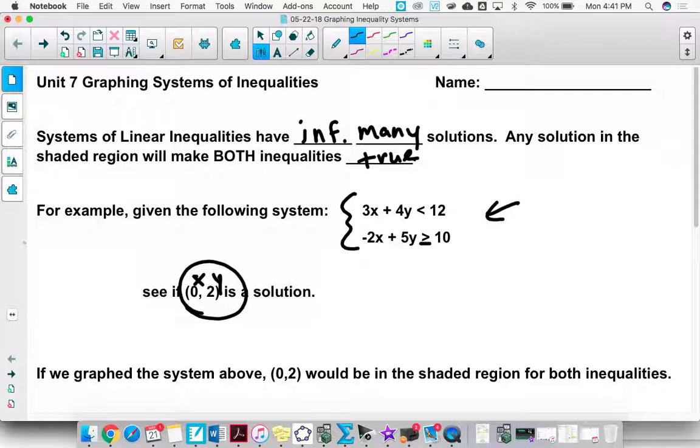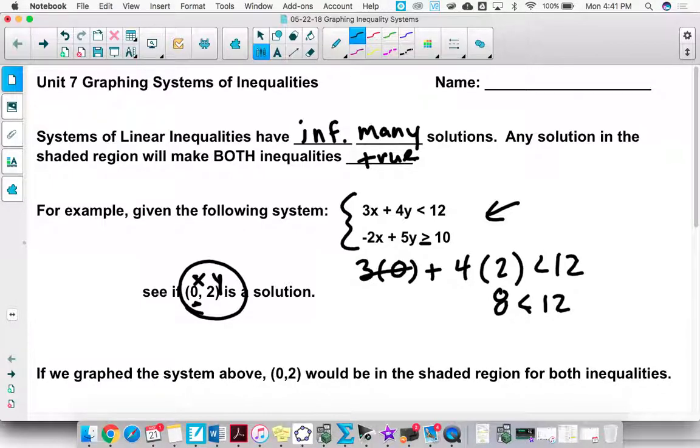I'm going to take our first inequality, and instead of writing x and y, I'm going to fill in the x value of 0 from the ordered pair and the y value of 2. And then we're just going to simplify. So 3 times 0 is 0. 4 times 2 is 8. 8 is less than 12. Well, yeah, that's true. So far, we got a yes.